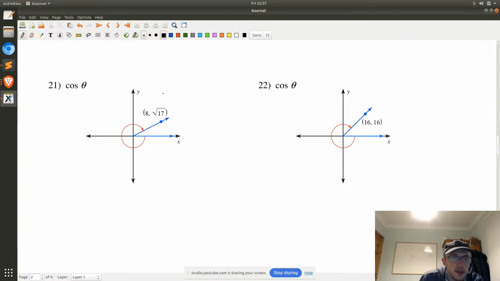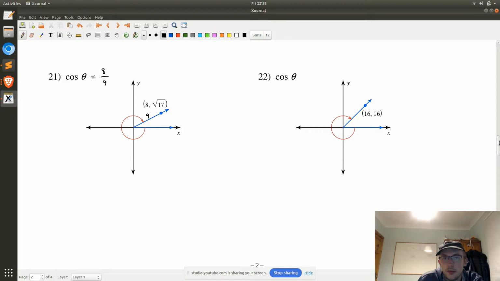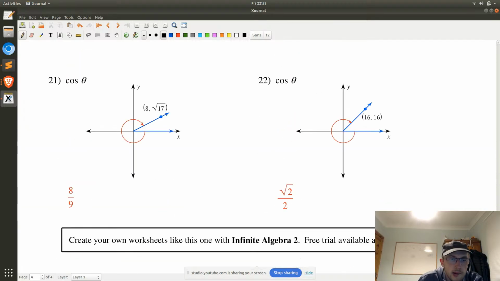Cosine of theta in this case. 64 add 17 makes 81. 81 square rooted is 9. And so adjacent of hypotenuse 8 over 9, I believe. Yeah.